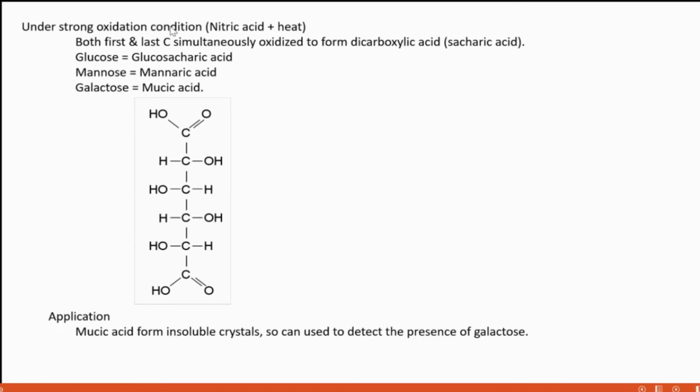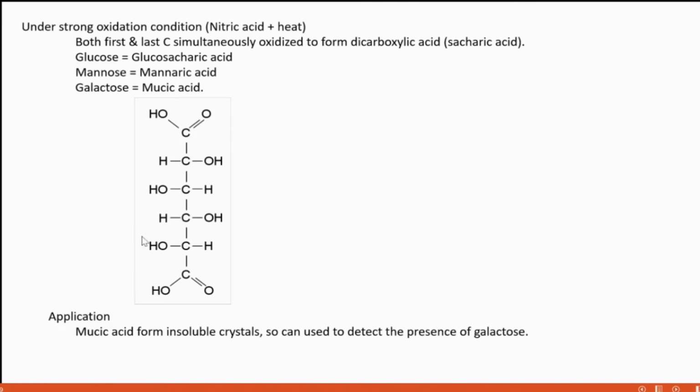Then under strong oxidation condition, in the presence of a strong oxidizing agent like nitric acid and high temperature heat, what will happen? Then it oxidizes both ends, the first carbon and the last carbon. So two COOH, a dicarboxylic acid, is forming there. COOH, COOH. So from glucose, as a result of such a reaction, glucosaccharic acid is forming. Mannose, mannaric acid, and from galactose, mucic acid is forming. These are typical, special names.